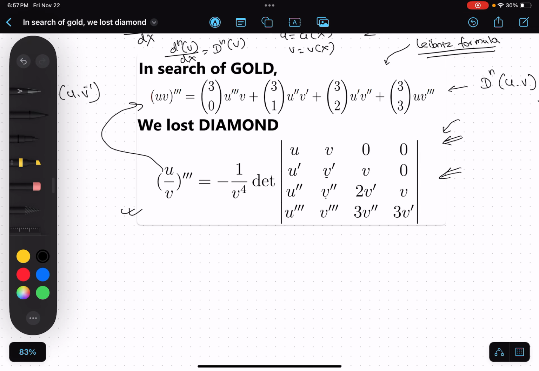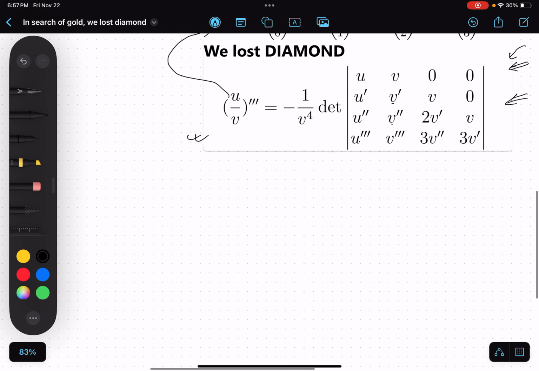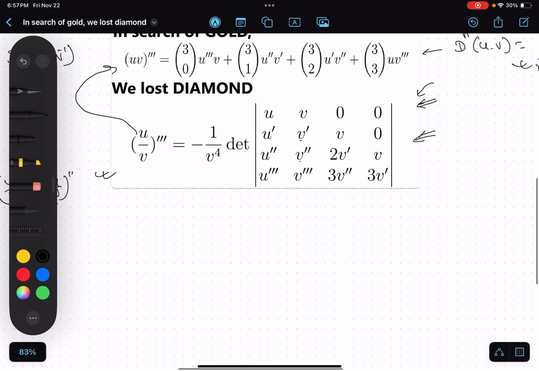Now let's try to prove this formula. And to prove this, we'll first of all go from the first and second derivatives, and then we'll slowly come to the third derivative, and then we'll also go to the fourth derivative. But on the way, we will definitely prove this formula over here. And I believe this will be helpful for a lot of you.